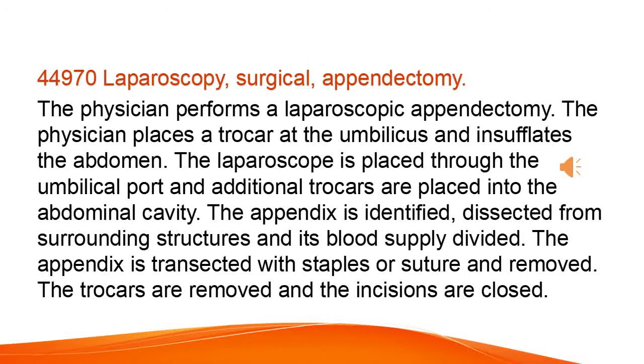Laparoscopy, surgical, appendectomy. The physician performs a laparoscopic appendectomy. The physician places a trocar at the umbilicus and insufflates the abdomen. The laparoscope is placed through the umbilical port and additional trocars are placed into the abdominal cavity. The appendix is identified, dissected from surrounding structures and its blood supply divided. The appendix is transected with staples or suture and removed. The trocars are removed and the incisions are closed.